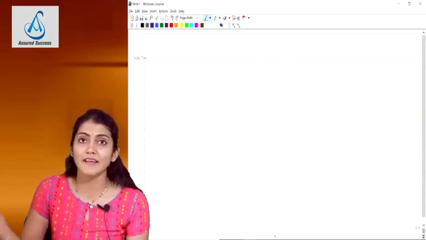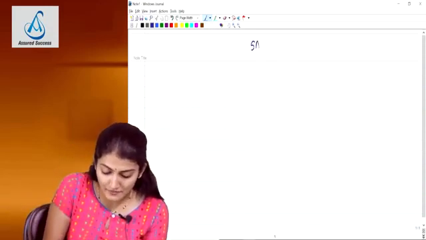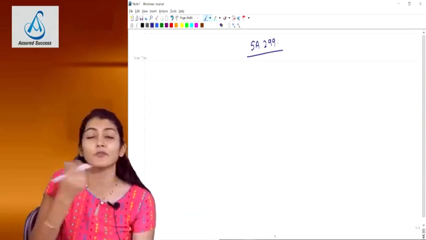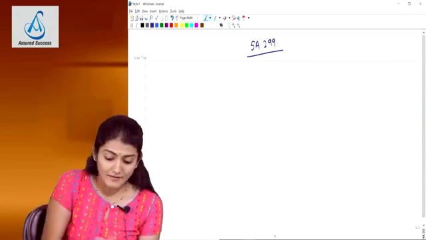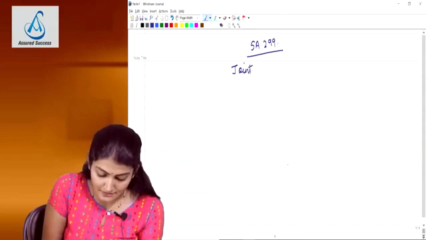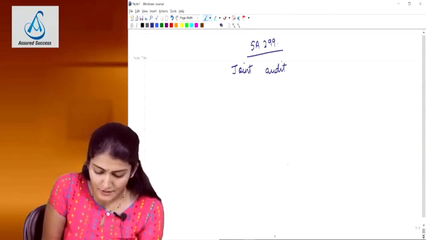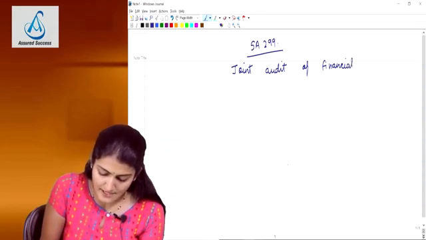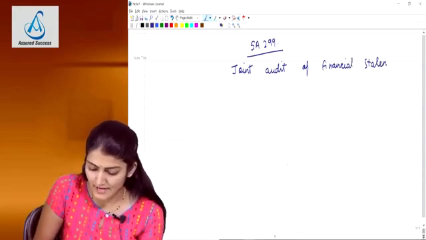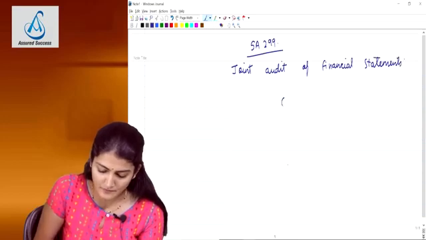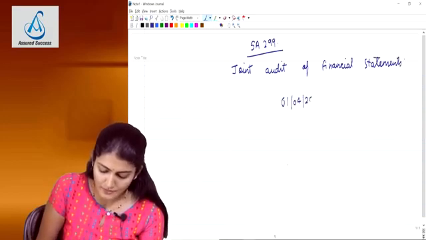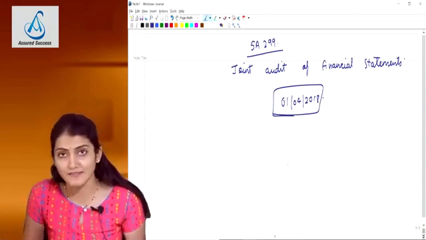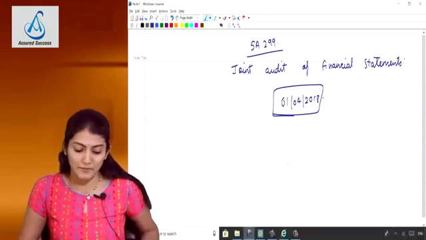But yes, there is SA 299 which has been revised. So the old standard which we have, responsibility of joint auditors, that standard has been revised, and the new name of the standard now is Joint Audit of Financial Statements. And the effective date, the date from which the standard becomes applicable, is 1st April 2018. So for your November 18 and onwards exam, this revised standard is applicable.